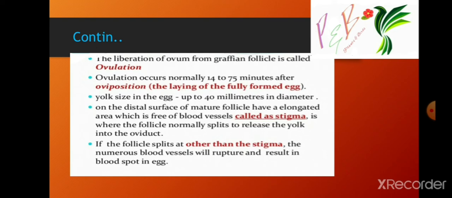If the follicle splits at a place other than the stigma, the numerous blood vessels will rupture, resulting in a blood spot in the egg. In some eggs, there will be a blood spot on the yolk. This is because the follicle did not split at the stigma; if it splits elsewhere, where blood vessels are present, it causes a blood spot on the yolk.